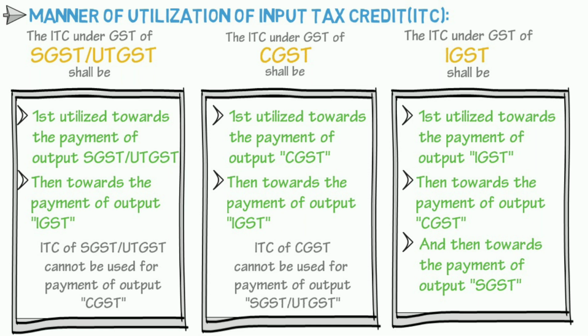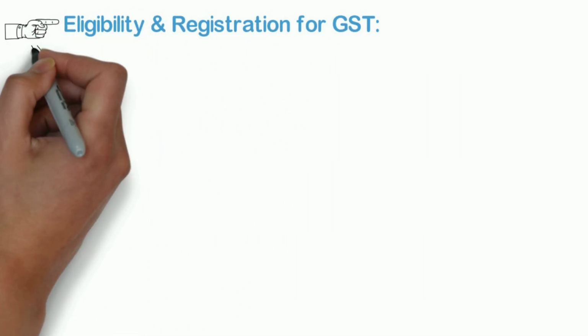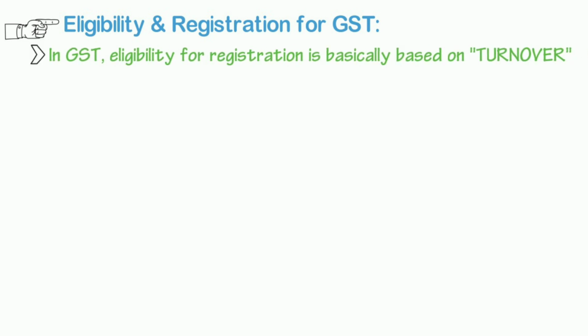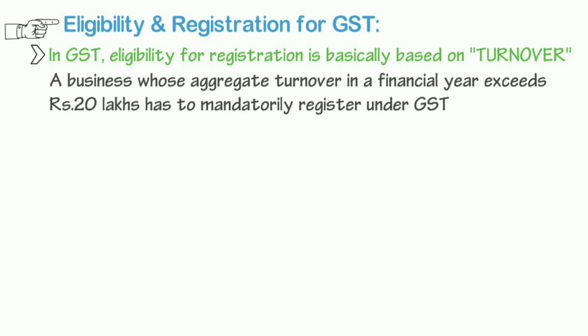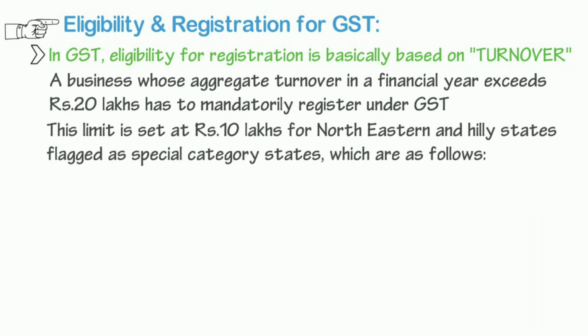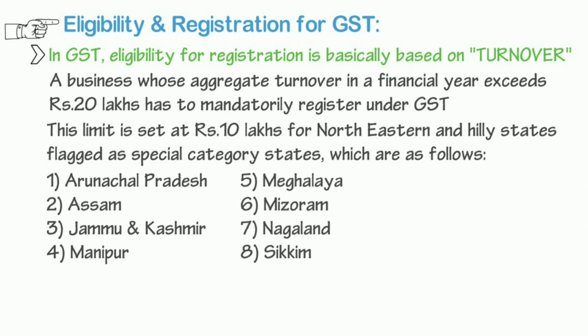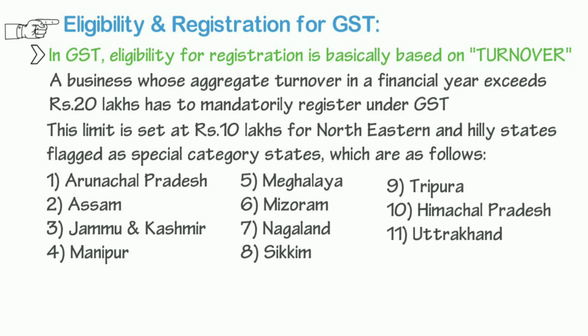Further, moving on to the registration and eligibility for GST, which is the final topic of this video. The eligibility for registration in GST basically depends upon the turnover. A business whose aggregate turnover in a financial year exceeds ₹20 lakh has to mandatorily register under GST. And this limit is set to ₹10 lakhs for northeastern and hilly states flagged as special category states, which are as follows: Arunachal Pradesh, Assam, Jammu and Kashmir, Manipur, Meghalaya, Mizoram, Nagaland, Sikkim, Tripura, Himachal Pradesh and Uttarakhand. So for these states, the limit is set to ₹10 lakhs.